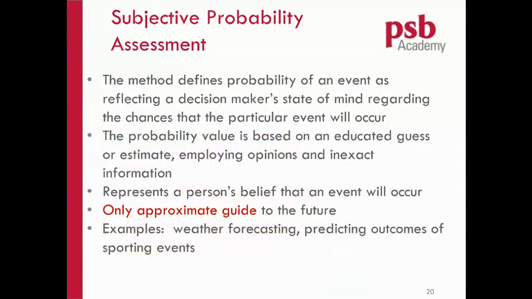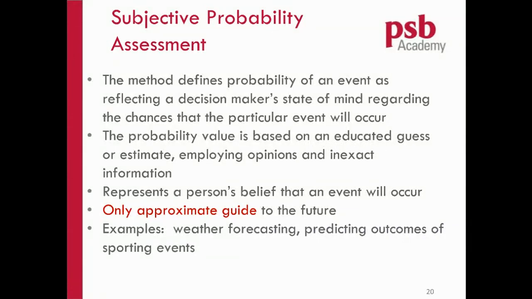Sometimes you don't know what the probability is, but at the same time you also cannot collect data. If you cannot collect data, then you are going to guess a number for the probability, based on your gut feel. I think it is so. I feel that it should be that, right? The subjective method defines the probability of an event as reflecting a decision maker's state of mind regarding the chances that a particular event will occur. The probability value is based on an educated guess.